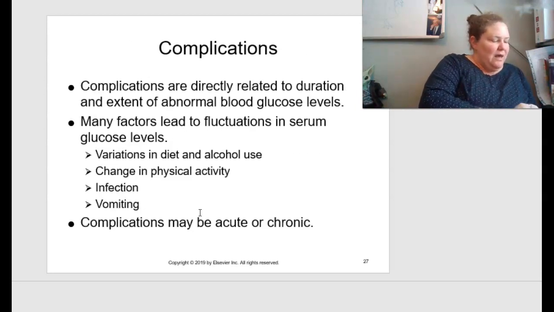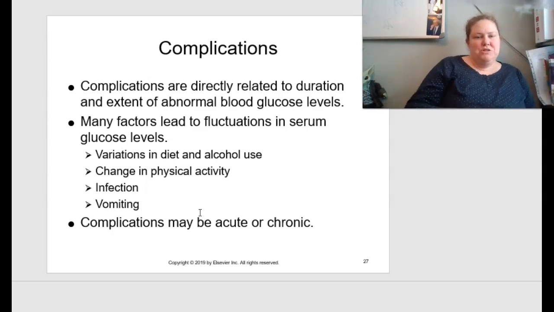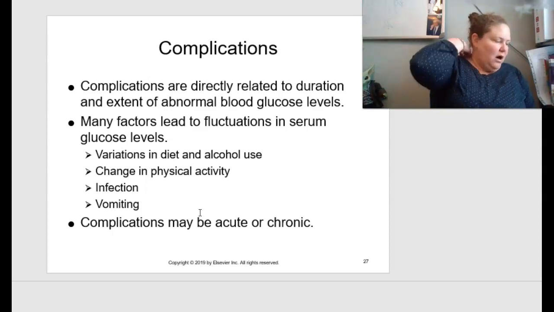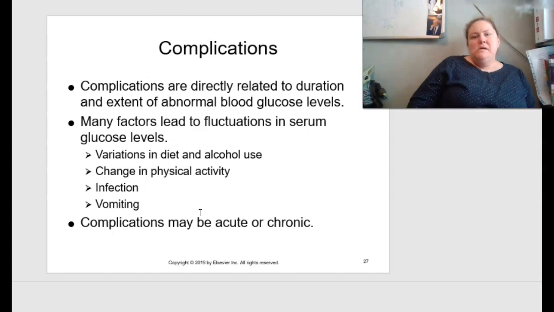So, of course, with everything, there are complications that can occur. And so complications are going to be directly related to the duration and the extent of what's going on, right? Many factors can lead to fluctuations or changes in the serum glucose levels. So again, you can have variations in the diet as well as your alcohol use. You can have a change in your physical activity. There can be an infection that can cause disruptions or vomiting. Okay, vomiting causes dehydration. Dehydration causes a whole bunch of physiological problems.